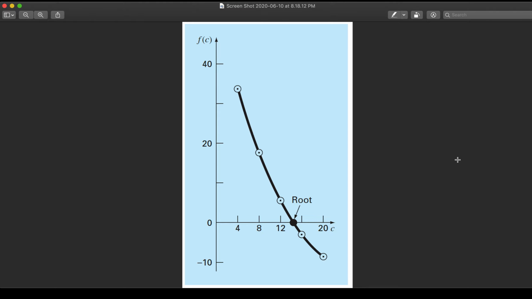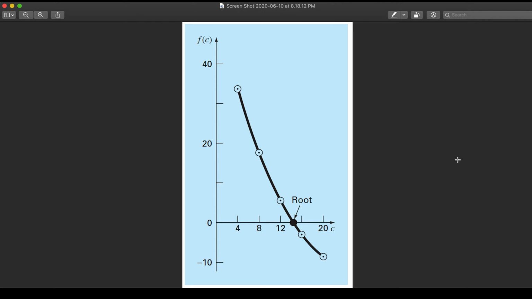It is considered a bracketing method because it consists of two initial guesses that surround the answer or the root of the function. And first, I want to discuss why this method works, what it consists of, and then follow up with an explanation of the MATLAB code that solves the function with this method.